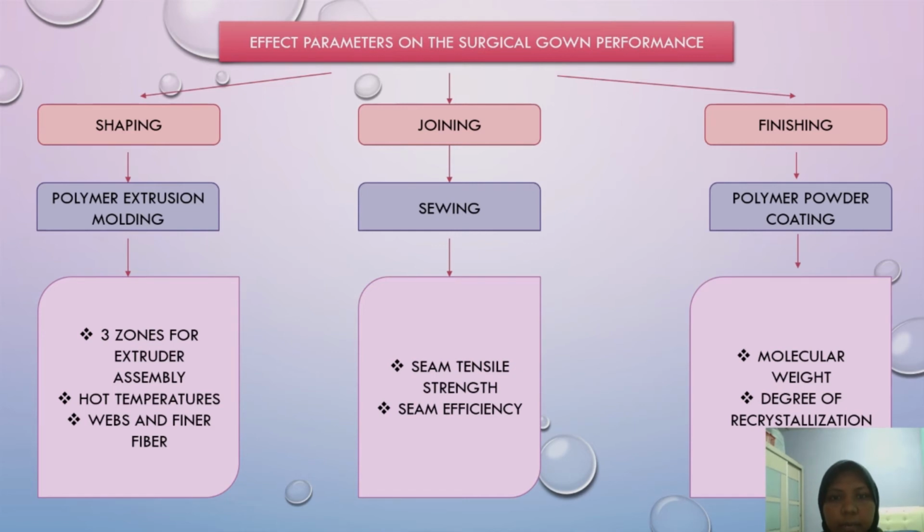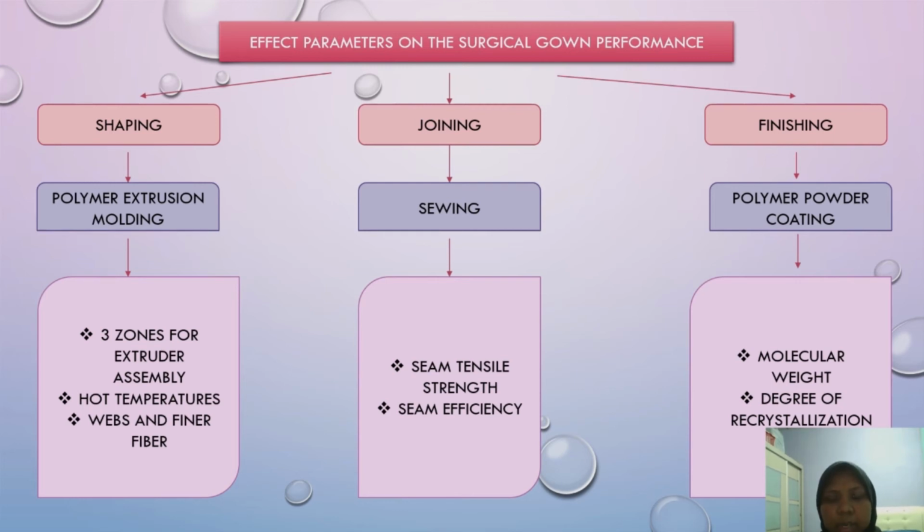Now I will present about the effect of parameters on surgical gown performance. For shaping, we choose polymer extrusion molding. The parameters are 3 zone for extruder assembly, hot temperature, webs, and finer fiber. For example, hot temperature, the degree should be 215 until 240 for die assembly. This is to ensure it produces uniform defect-free webs for the product.